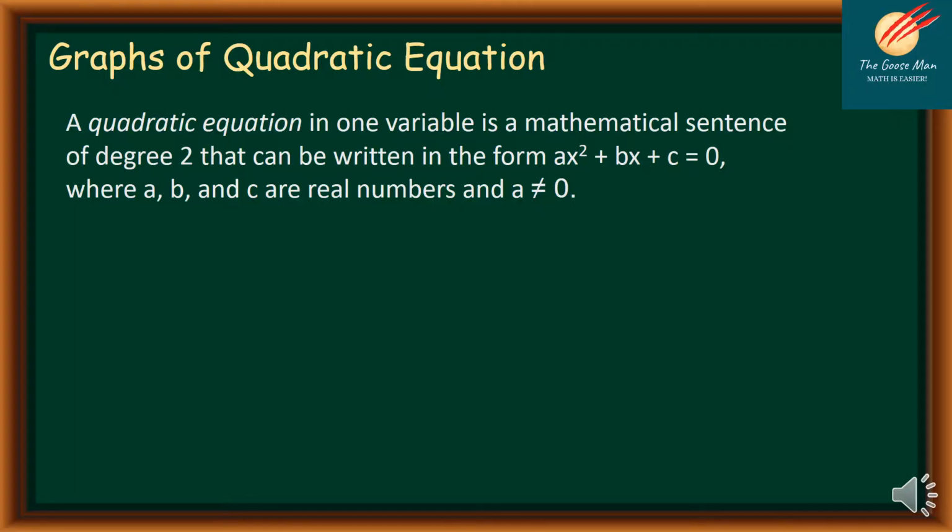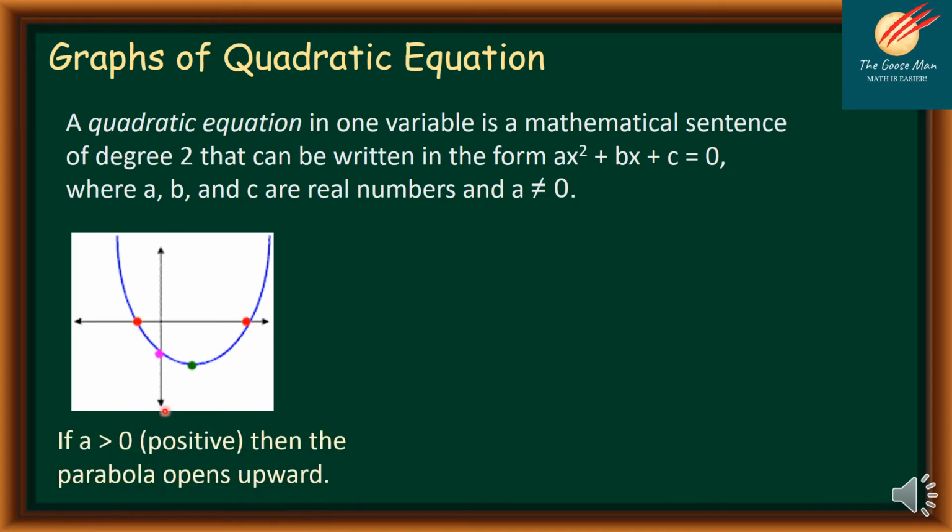So let's talk first about the graphs of quadratic equations. A quadratic equation in one variable is a mathematical sentence of degree 2 that can be written in the form ax squared plus bx plus c is equal to 0, where a, b, and c are real numbers and a should not be equal to 0.